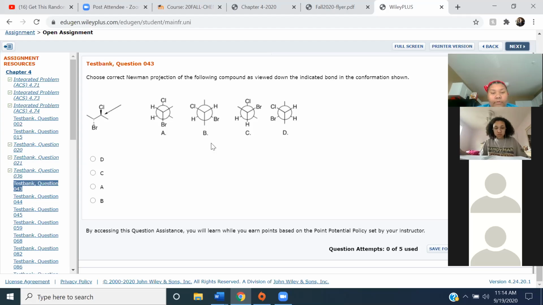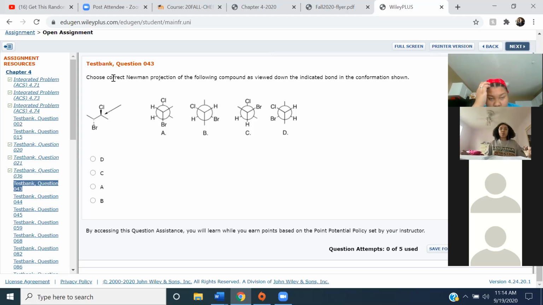Got it. So just to clarify, the dotted raised is in the back. So that's why it's on the circle. No, the dotted. Okay. So the dotted bromine?